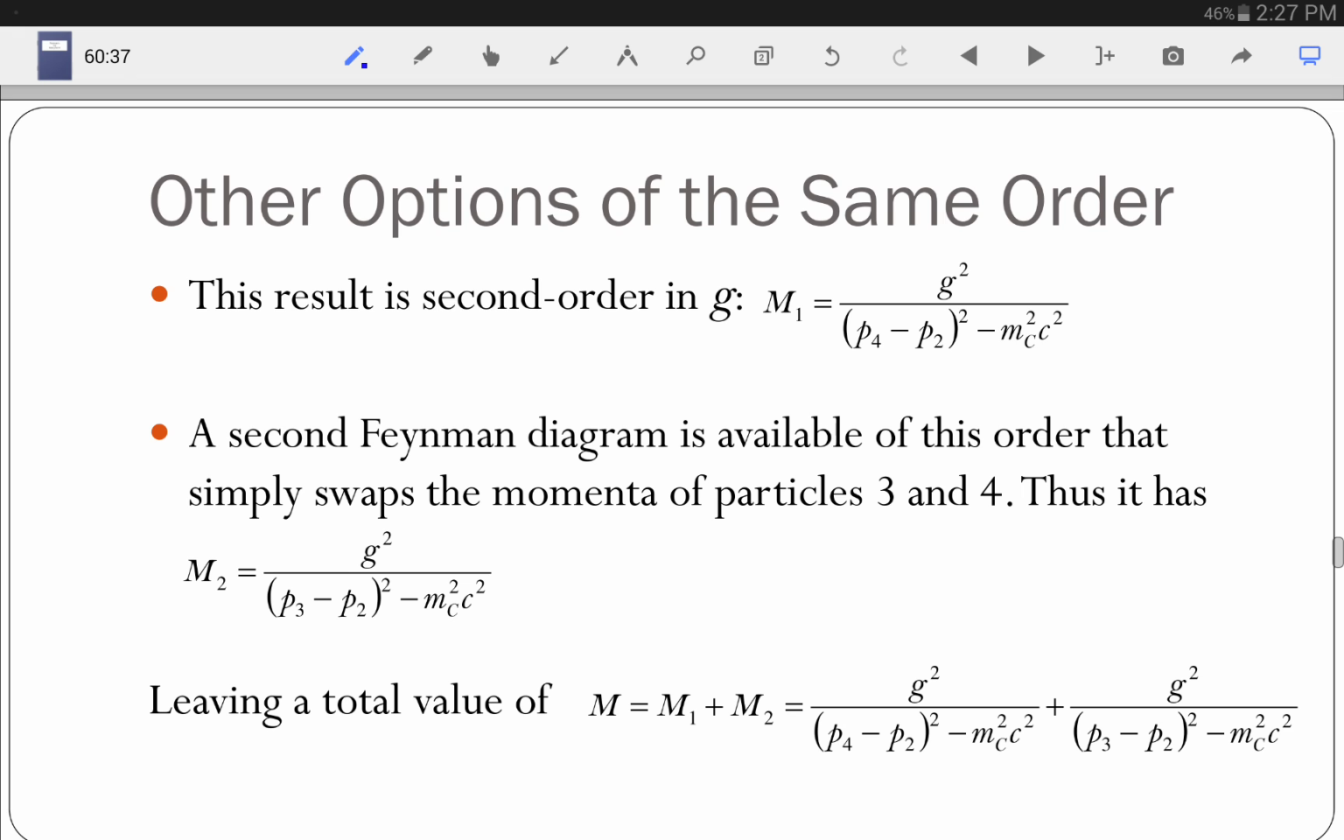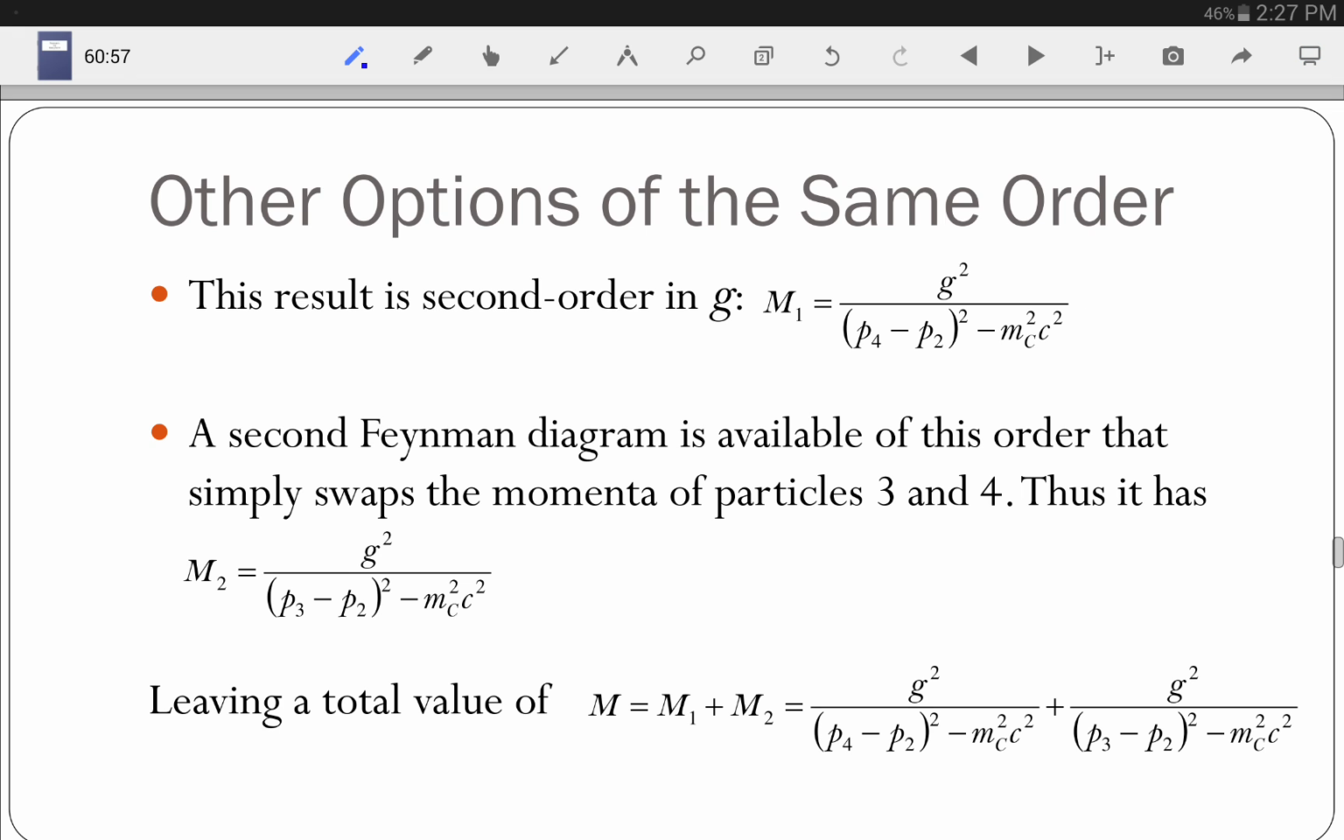Or in our case, I wrote here the equations in the book instead of the one that we did. In our case, it would be change the p3 to a p4. And then you get your total. Because you have two of the same order, you have to take the total M as the two M's added together. And so you have your total M.